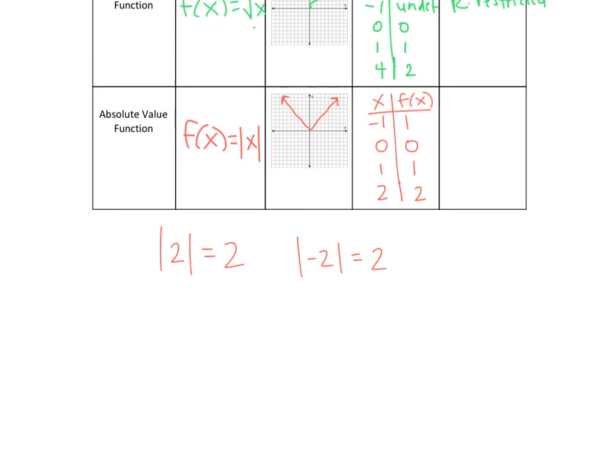So a couple of key features about the absolute value function. First, let's start with the domain and range. The domain is going to be all real numbers because you can take the absolute value of any number. The range is going to be restricted. As you can see right here, there is a minimum value. There can be a maximum value if it was reflected, but the range is always going to be restricted on an absolute value function. And then the general shape is a V shape.